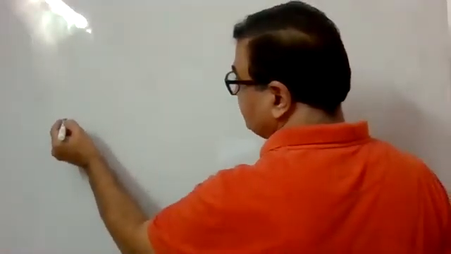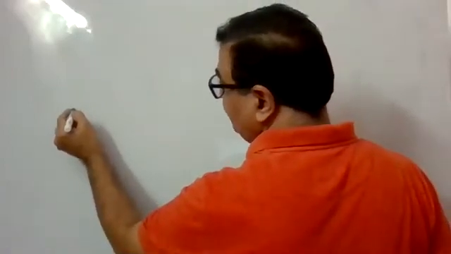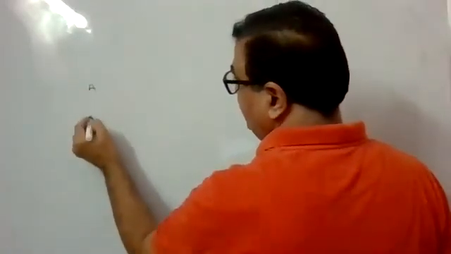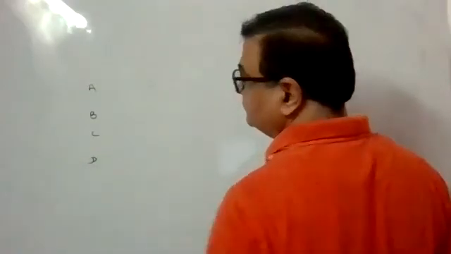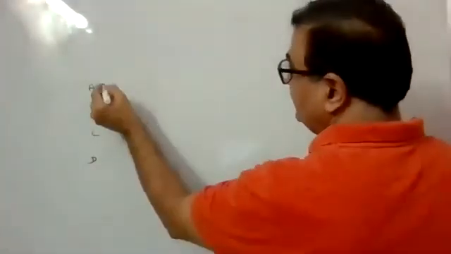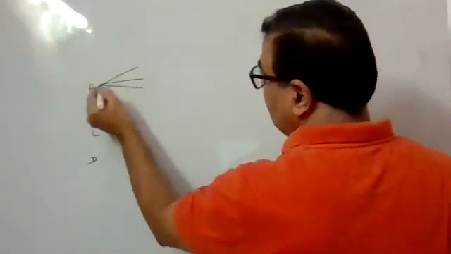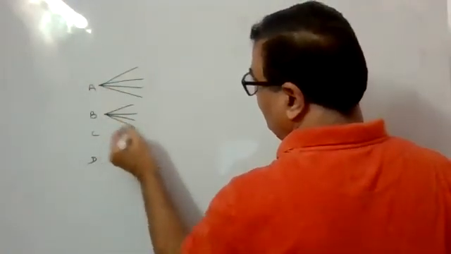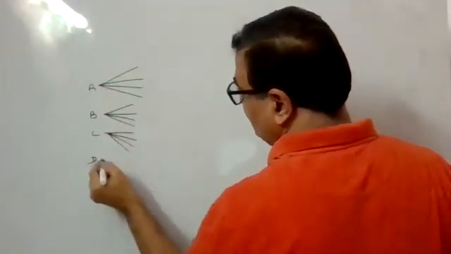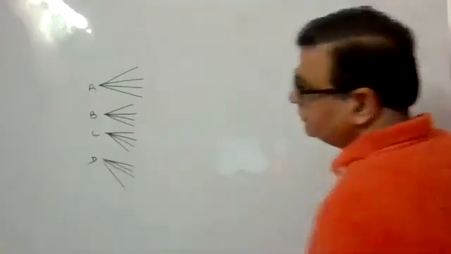This is the first person. How many letters is he writing? 4: A, B, C, D. Then these persons mail 4 each: 1, 2, 3, 4. This will be 1, 2, 3, 4. This will be 1, 2, 3, 4.